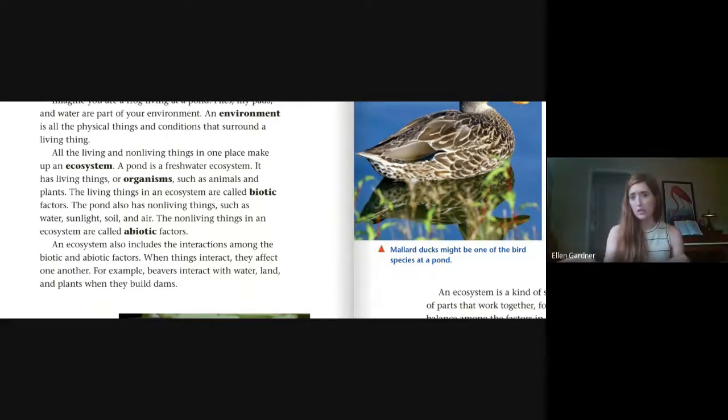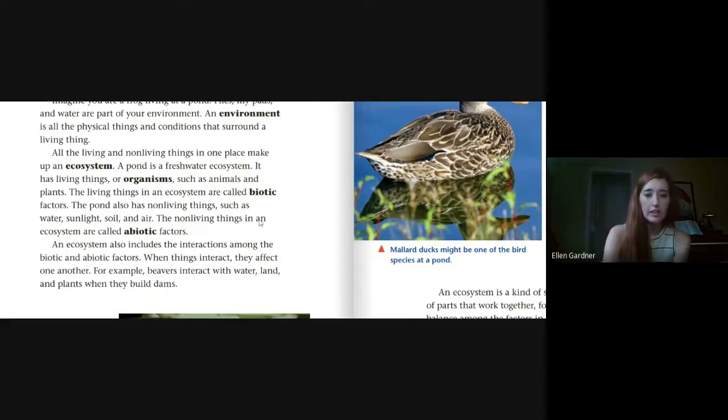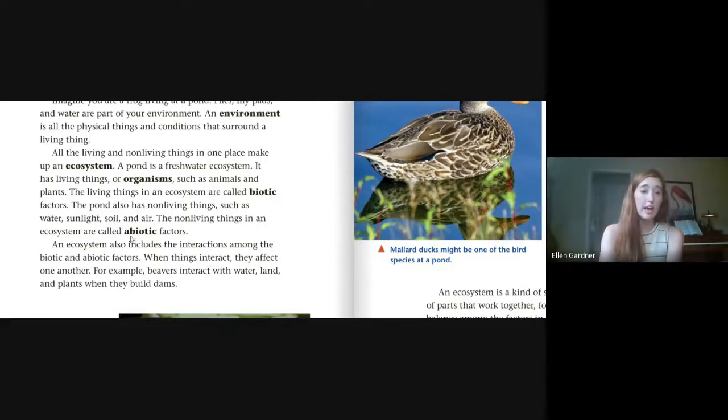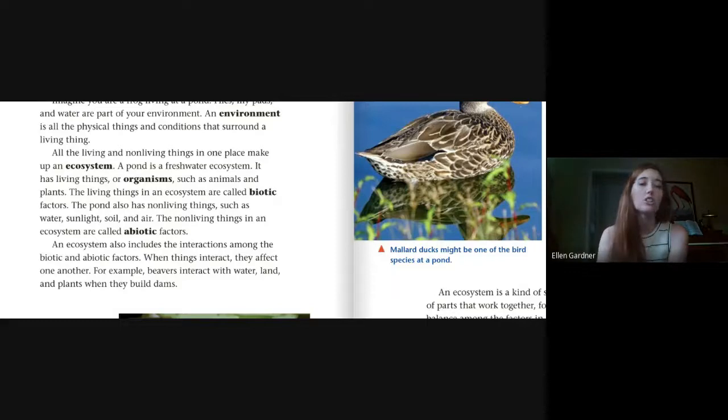Like the duck needs to have water. Plants need that sunlight and soil and air and water as well. Now, all the non-living things in an ecosystem are called abiotic factors. Abiotic means not living. Now, an ecosystem also includes the interactions among biotic and abiotic factors. How do they relate to each other?